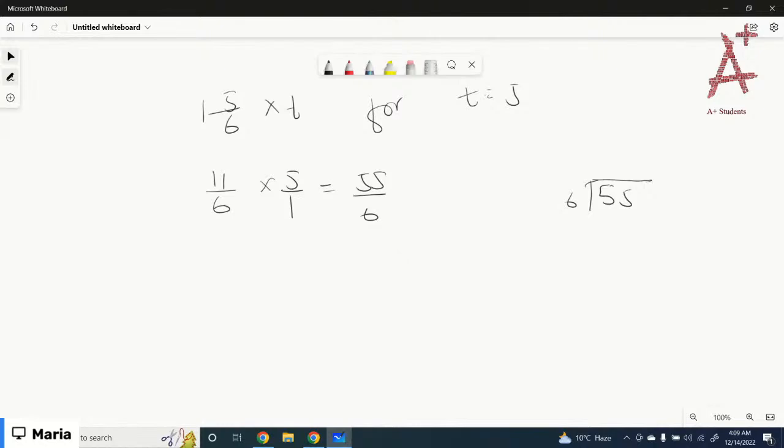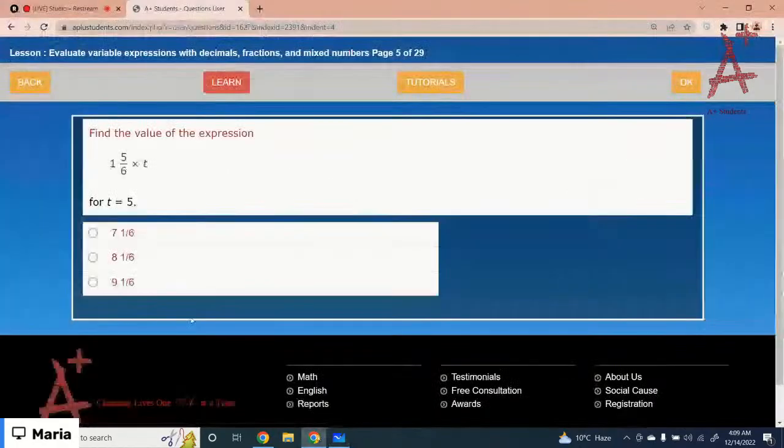6 times 9 is 54, so you can go for 6 times 9. 6 times 9 is 54, and you have 1 left. So the answer is 9 whole 1 over 6. Got it? So just select the correct option, then click on the OK button.